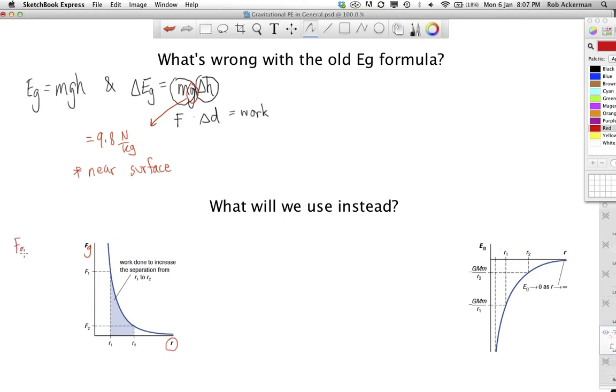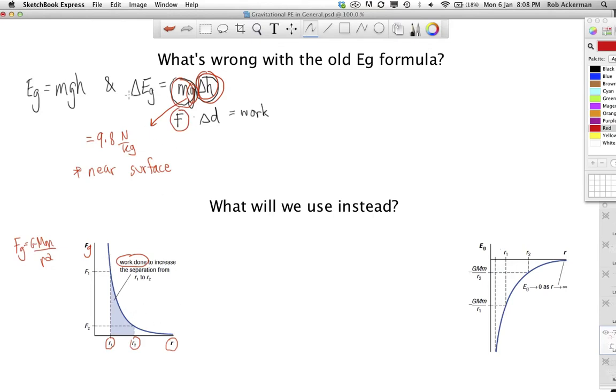And this, of course, comes from our good friend Fg equals G times big M times little m over the distance squared. So as r increases, of course, the curve falls off like this. Now, this is a force distance graph, which means that the area shaded in blue here represents the work done to go from a position called R1 away from some object to another position, R2. So this R1 to R2 is kind of like the delta h in the old formula. And the mg, which is the force that I mentioned here, we now see begins to diminish.